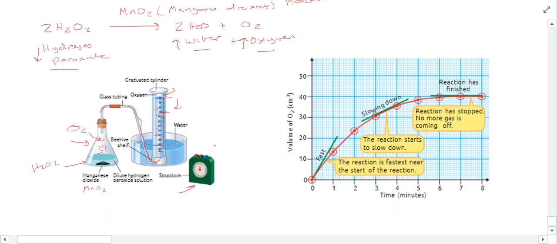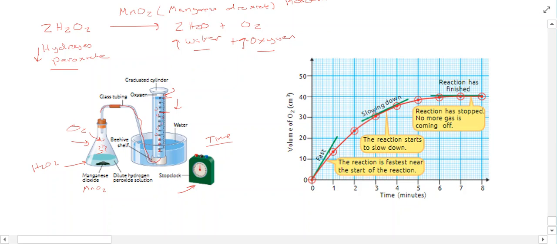And then you can add in this time element. You can measure how long it takes for this water level to drop to a certain level. And what's causing that to drop? Well, you get oxygen being produced up here in this space, and it pushes down the water.